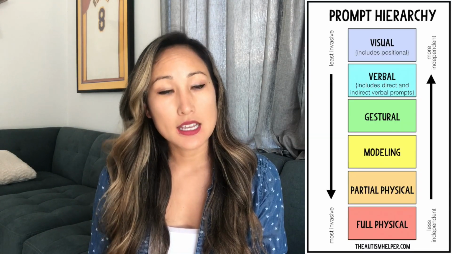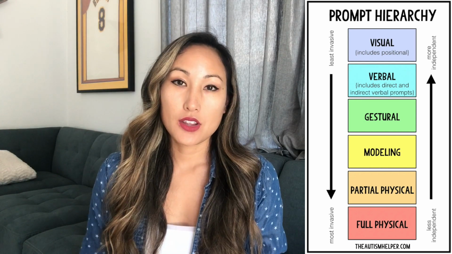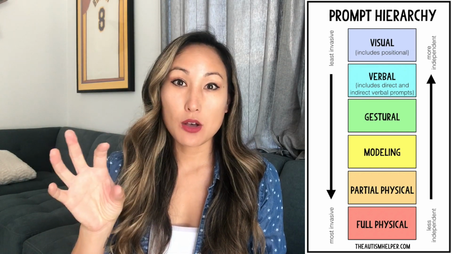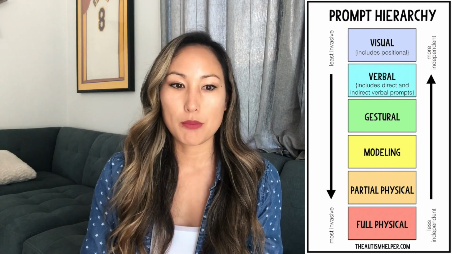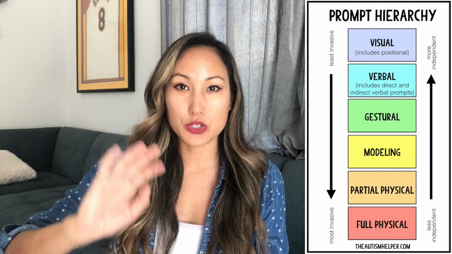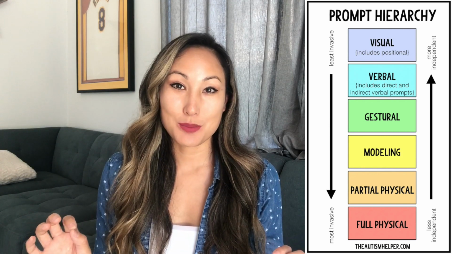So here's a little graphic that I really love. I just pulled it from the internet, but I like it because it shows a gradient going from the most help, which is full physical prompting or cues, full physical help, and then all the way to visual, which is the least amount of help that you're going to be giving. With all of these cues, it is very common to use multiple or even three.